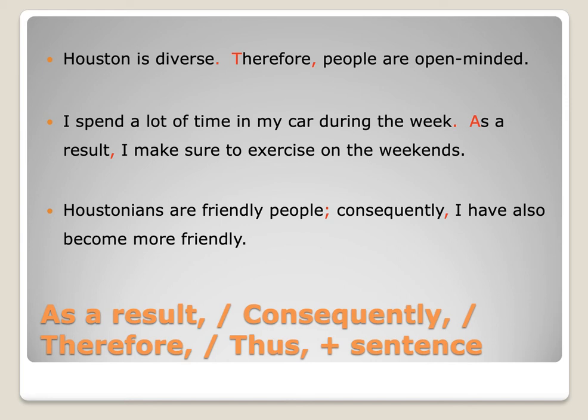So these are all transition signals. Therefore, as a result, consequently, thus is another one. And when we use these, we can use them in two different ways. We can put them after a period, or we can put them after a semicolon. Normally, they will start a second sentence, but they are still showing a connection between a cause and then an effect. When we use these transition signals, we always follow them with a comma. So you see, therefore, comma, as a result, comma, consequently, comma.